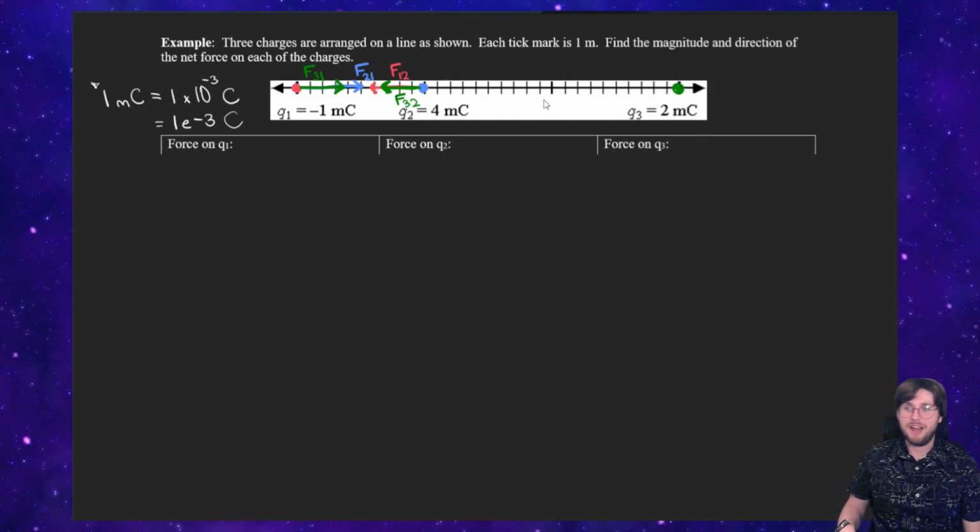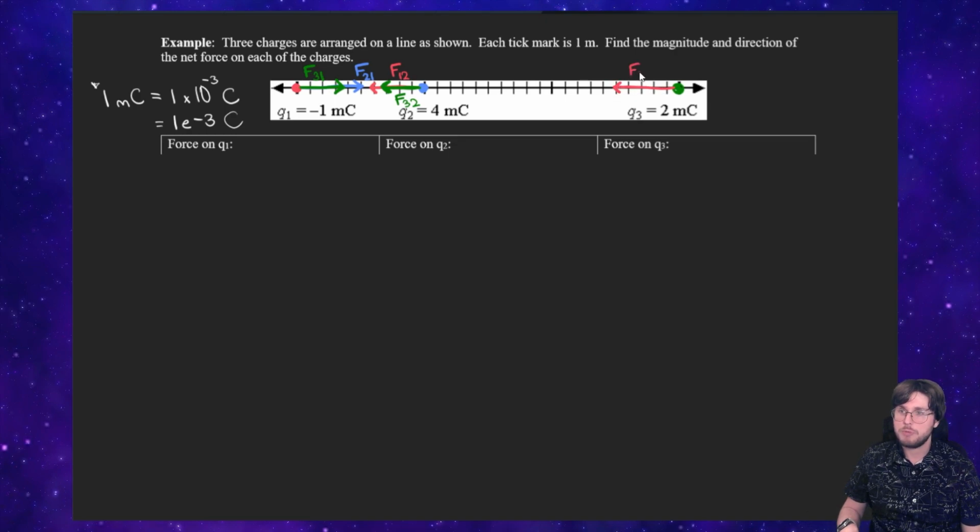Finally, we have the forces on Q3. First, Q1 and Q3 have opposite signs, so it's going to be attractive. That means that Q1 is going to pull Q3 towards itself. So this force, which will be denoted as F13, will be acting to the left. Finally, Q2 and Q3 have like charge. They will be repelling each other. So Q2 is going to push Q3 away from itself. Therefore, Q2 is going to apply a rightward force on Q3. And because it's from 2 on 3, this will be called F23.